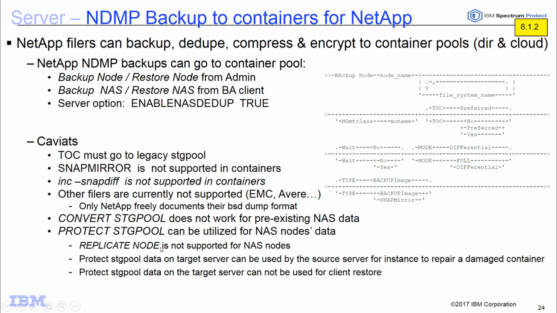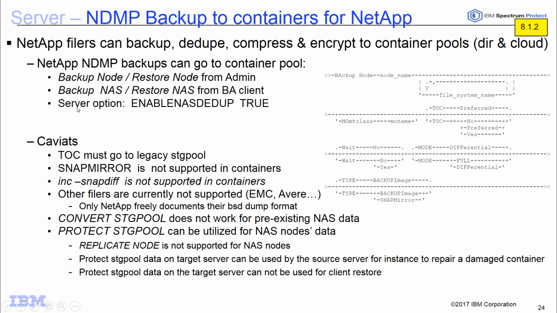On slide 24, another new feature is the ability now to do NDMP backups to containers for your NetApp devices. So now NetApp filers can do backup, deduplication, compression, and encryption to a container pool. This can be either a directory or an on-premise or off-premise cloud container. And you could utilize either the backup node and restore node commands from the Spectrum Protect admin, or the backup NAS and restore NAS from the backup-archive client.